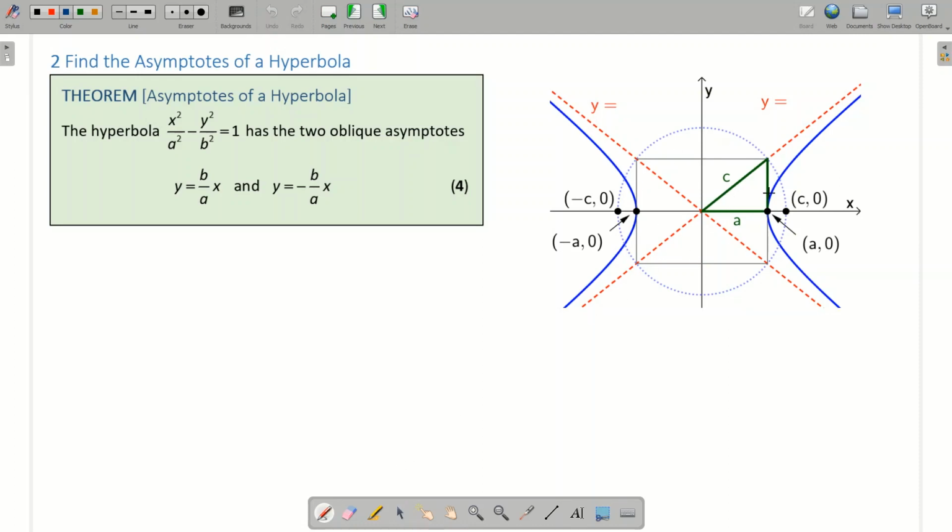So I've just put in the graph of a hyperbola here, and I've labeled a couple things.